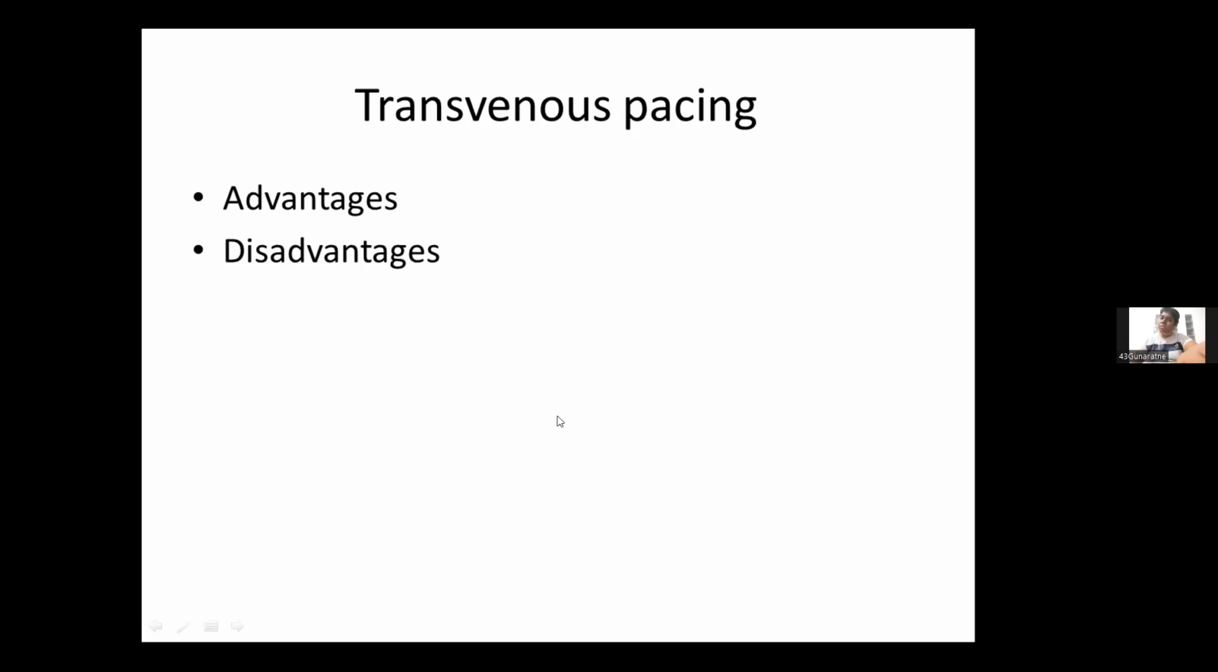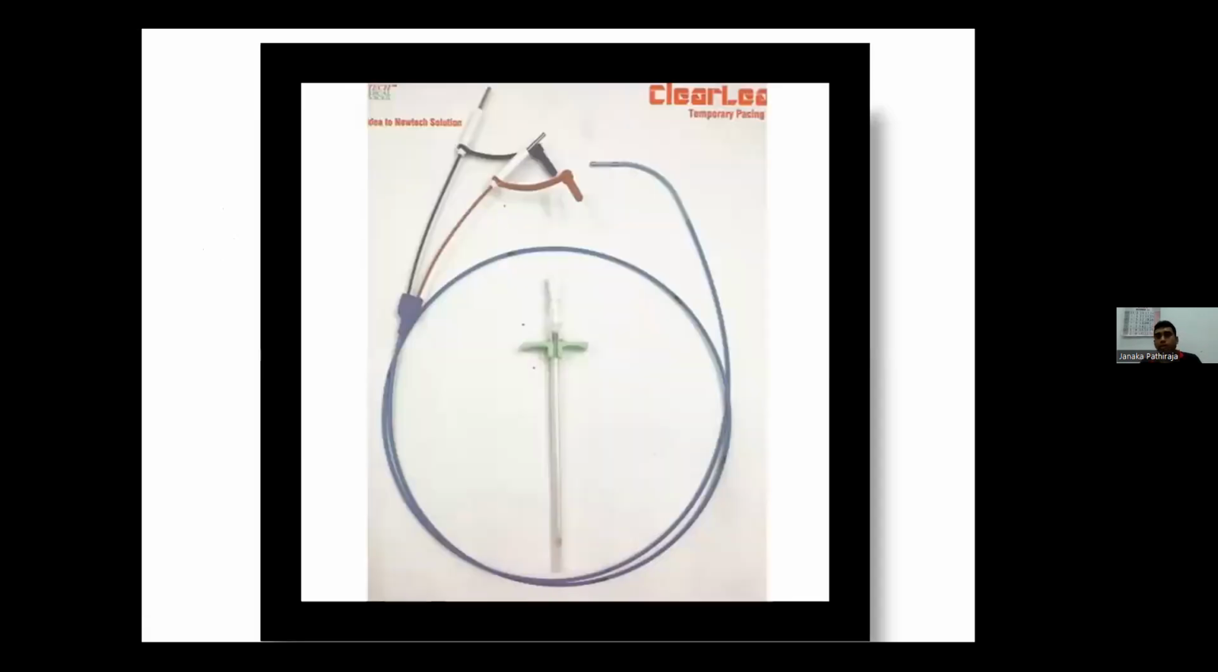fluoroscopic facilities, so the cath lab should be there to put the temporary transvenous pacemakers. Sometimes we can put it blindly, but it is not advisable. A lot of complications, so you should have those facilities. Most of the centers don't have transvenous facilities. Mostly teaching hospitals and some centers which have cath labs will have those facilities. Most of the places don't. You have to transfer to a nearby hospital to get the TPM done. So in these situations, it's better to know about external pacing. Those are the main disadvantages.